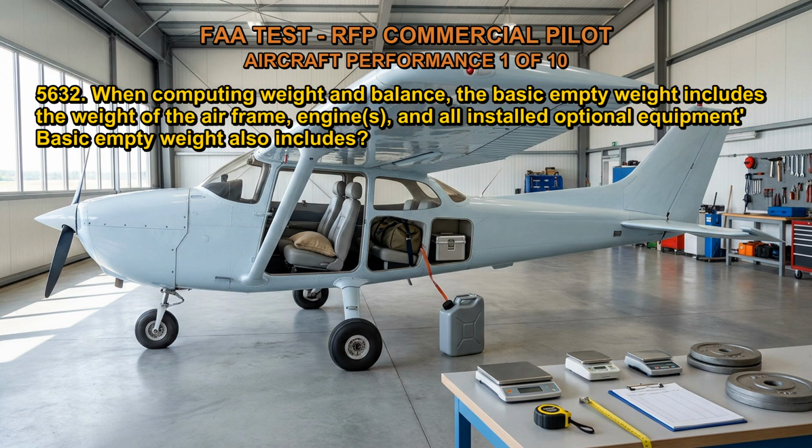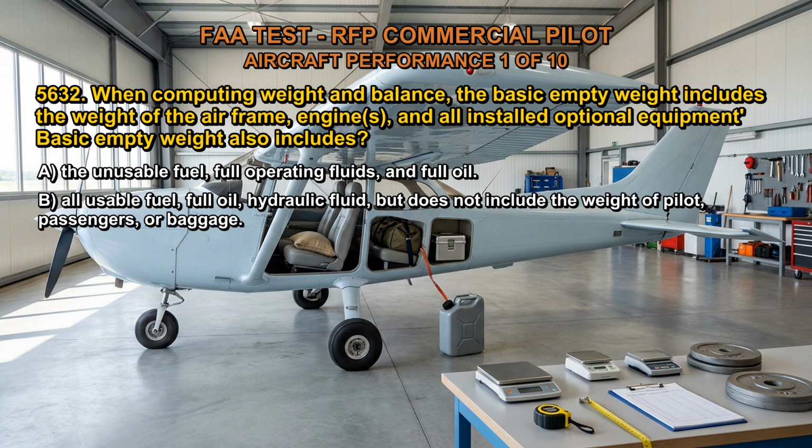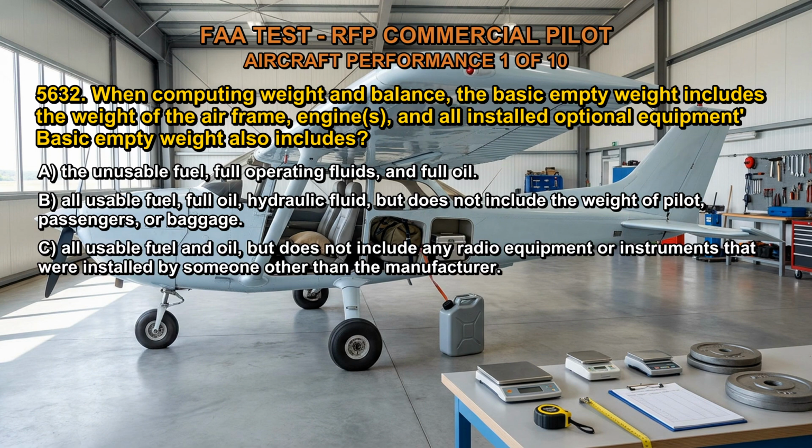5632. When computing weight and balance, the basic empty weight includes the weight of the airframe, engines, and all installed optional equipment. Basic empty weight also includes: A. The unusable fuel, full operating fluids, and full oil. B. All usable fuel, full oil, hydraulic fluid, but does not include the weight of pilot, passengers, or baggage. C. All usable fuel and oil, but does not include any radio equipment or instruments that were installed by someone other than the manufacturer.